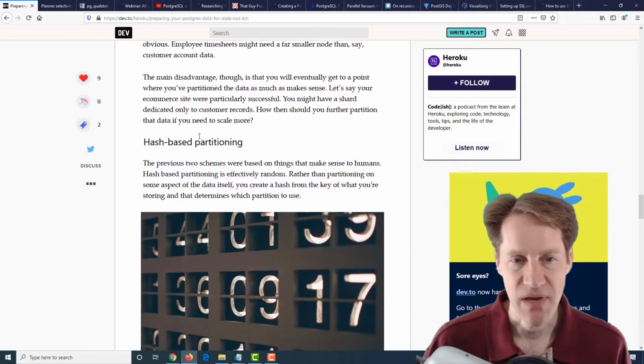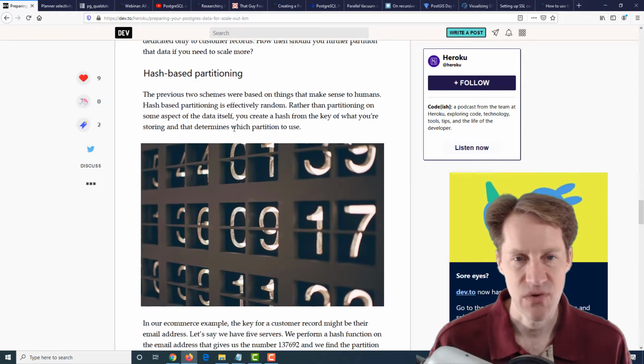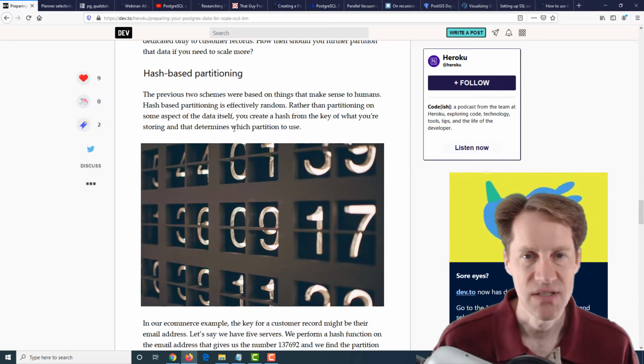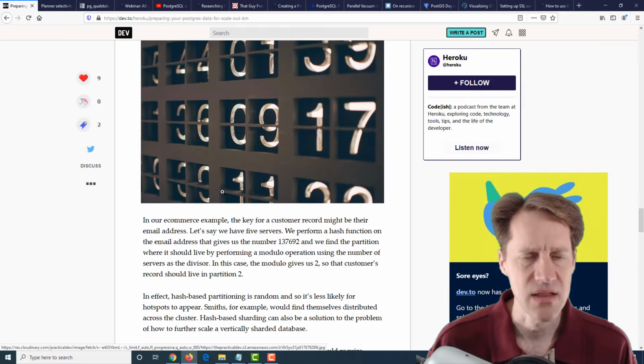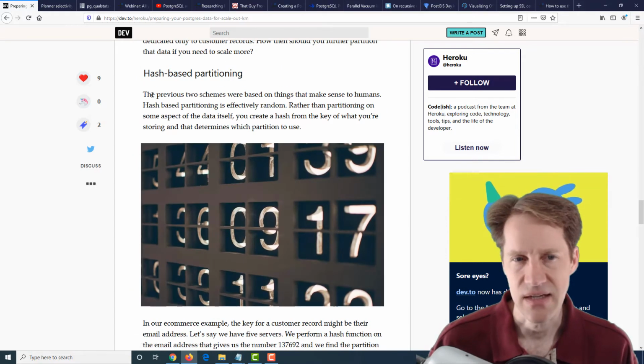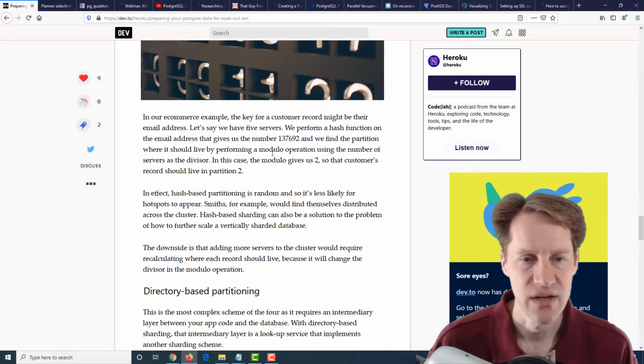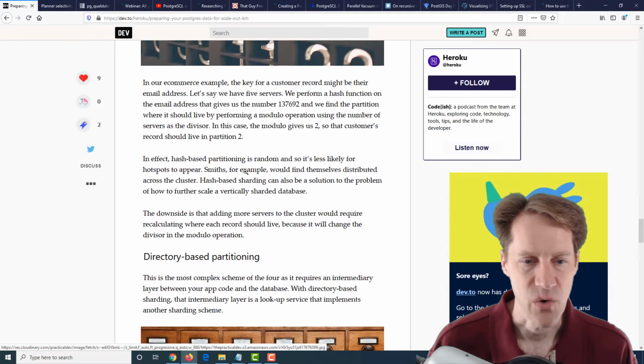Then they go into hash-based partitioning. Basically, you have some sort of value, you create a hash of it, and you assign data to that particular partition. Now, I think a lot of solutions like Citus may be using something similar to this, or some sort of partitioning key, in order to do sharding. So I would say this is probably one of the more popular ones.